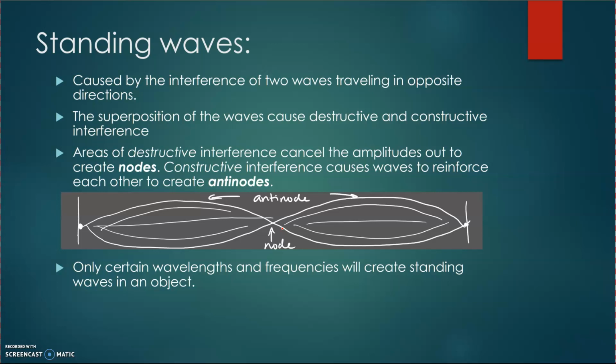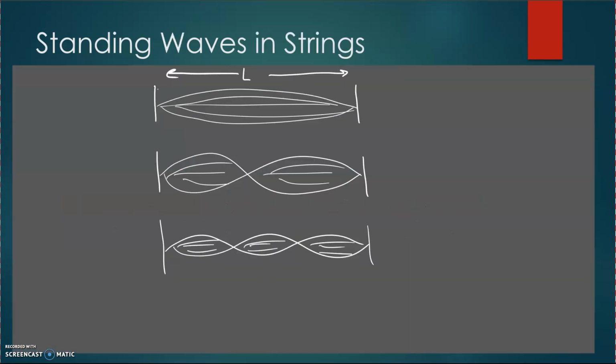Now, only certain wavelengths and certain frequencies will be able to create standing waves in a string or in a column of air. So what we're going to look at in this video is how do we determine what wavelengths, and therefore, through that speed equation, what frequencies will be able to create standing waves in a certain length of string or in a certain length of tube. So we're going to look at three systems here.